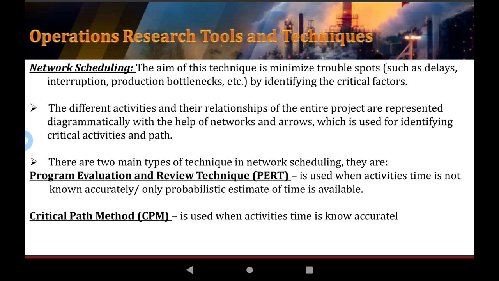Okay, and this is the turbulence such that the delays and the interruptions and production bottlenecks.